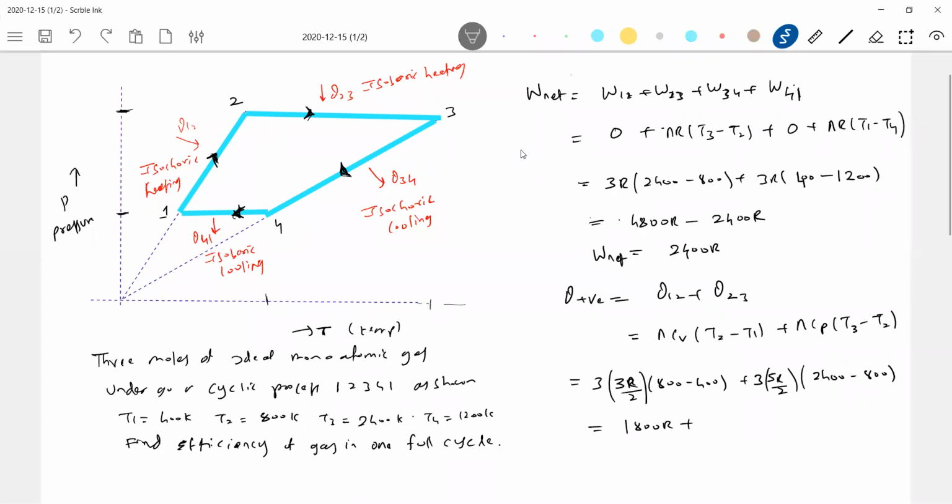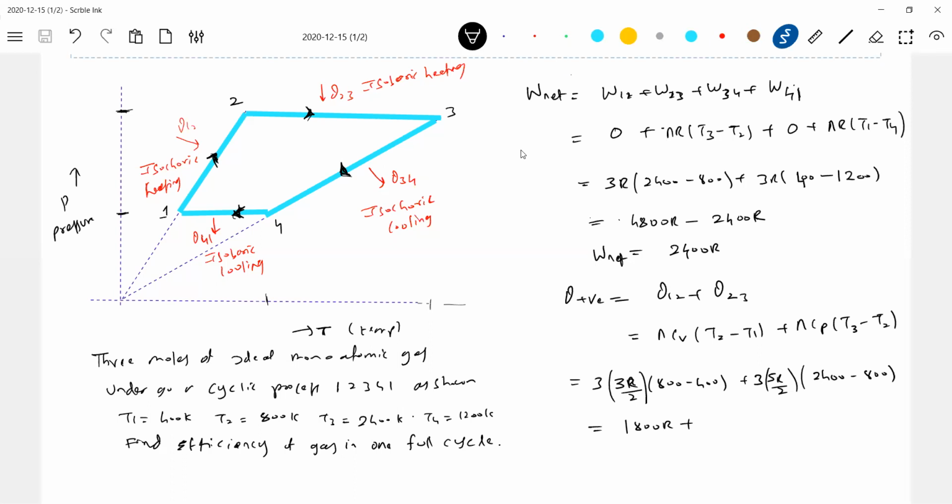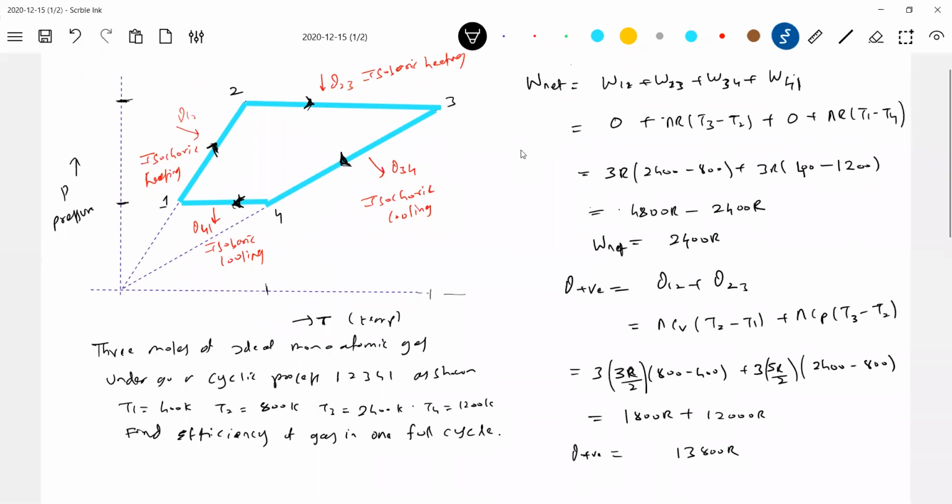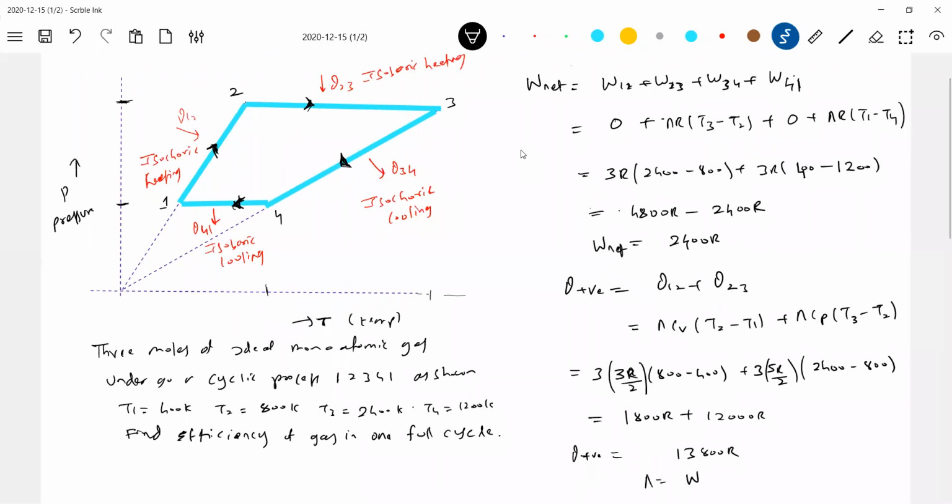Anybody have the value? 12,000, yes? Okay, so this will be 13,000, 12, 13, 13,800R. Okay, so now what is the efficiency formula? Straight away, what is the efficiency? Net work done by Q positive.